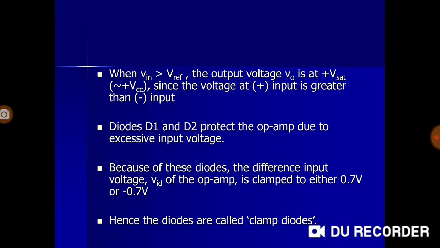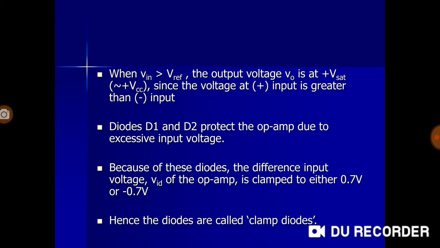As I have already discussed, when the input voltage goes very high, the diode starts conducting and it holds the difference voltage across the op amp to a maximum of 0.7 volts or minus 0.7 volts, depending upon which diode starts conducting first. They are in opposite directions, so whichever gets biased first, it will be either plus 0.7 volts or minus 0.7 volts. And the reason why we are talking about 0.7 volts only is because the two diodes are silicon diodes, and the cut-in voltage for silicon diodes is approximately 0.7 volts.